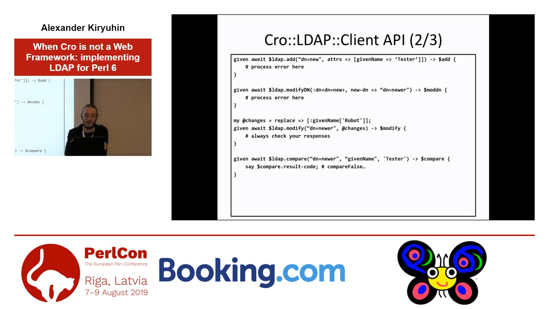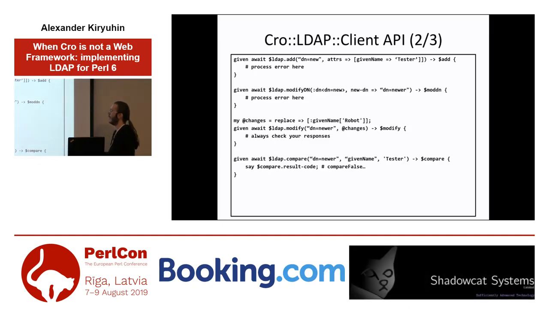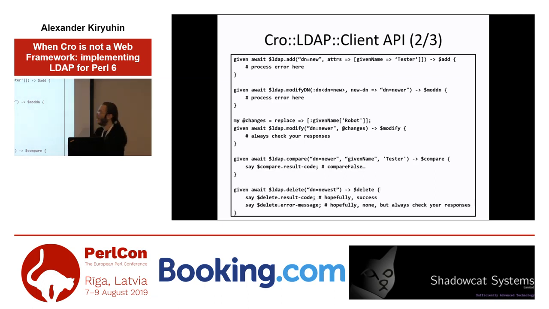our response. And then we can, for example, compare the value of our attributes. For example, for dn equals newer, we want to check the attribute given name, is it tester or not? And I hope that the result code is compare false, because, well, we just changed that. And then when you are content, when you don't like your dn equals newer anymore, you can just delete it. And hopefully there will be no error message.